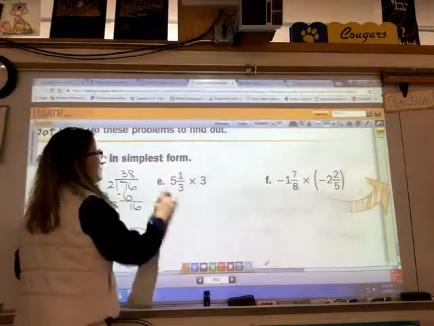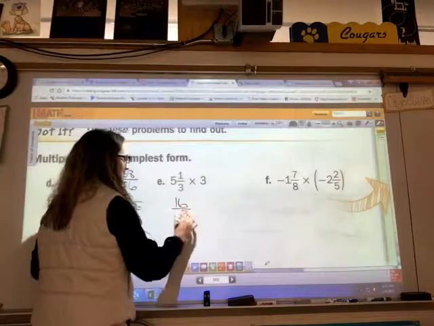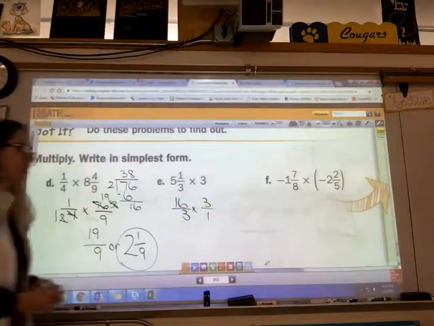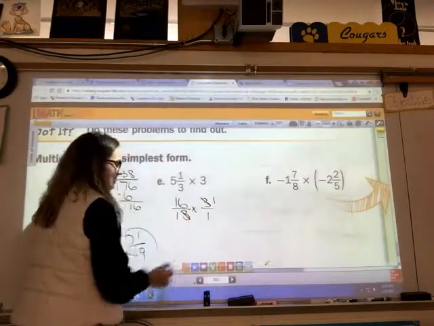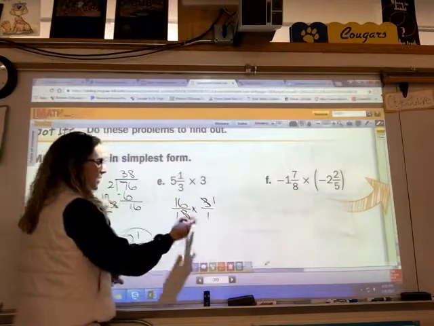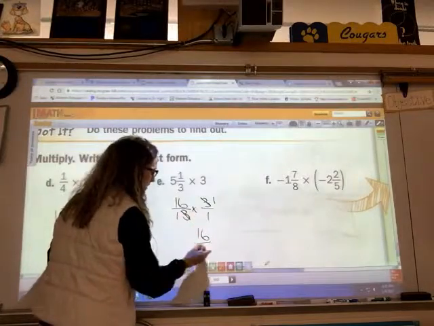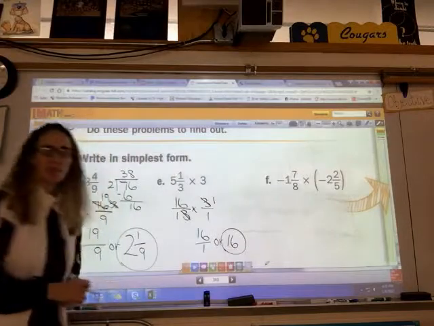Looking at letter E, again I'm going to rename. 5 times 3 is 15 plus 1 is 16 over 3 times 3 over 1. Looking to see if we can cross reduce, I can divide both of my 3's by 3 and get 1. So now I can't cross reduce here, so I'm going to multiply my numerators. 16 times 1 is 16, 1 times 1 is 1, so 16 over 1 would be the same as 16.